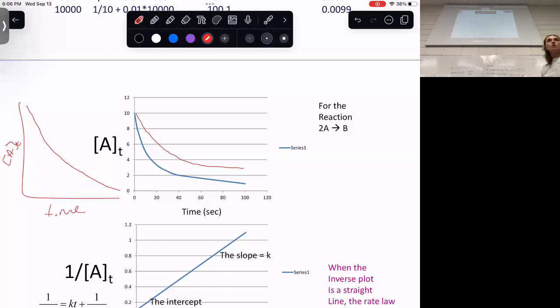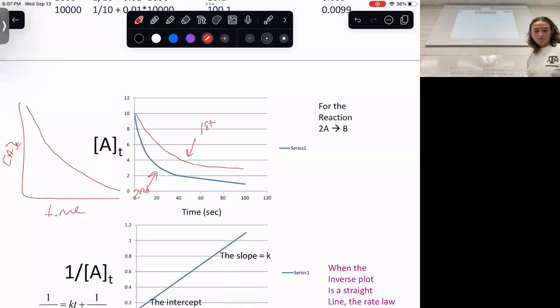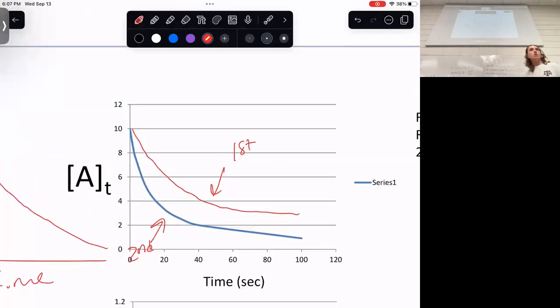Wait, which one is first order? So this is second order. This one's first. What's the one below it? The graph below it? That's the straight line plot of the second. Don't worry about the one below it right now. We're just looking at this first one. Should we focus negative below? Yes, oh, no, ln one is to be honest. Yes.